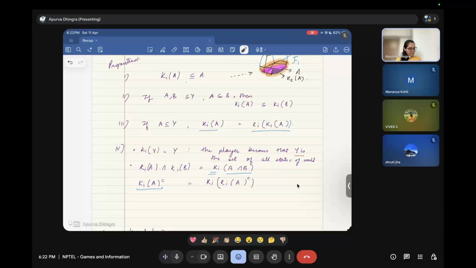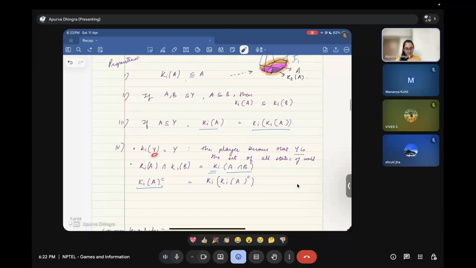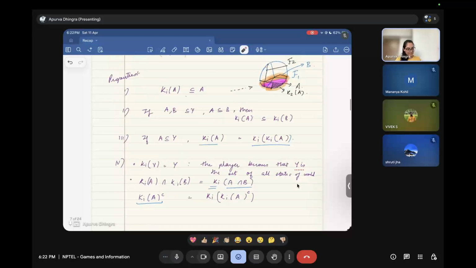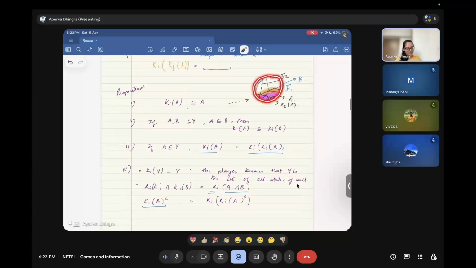Another possibility is if the event is the whole set, if the event represents all of Omega, as in all the states of the world, then for any particular player, no matter what the partitions are, the knowledge operator of that event is equal to the event itself. In fact, any given partition is going to be a subset of the full set of states. So this is by default true. This is the trivial scenario, that players know that there are some states of the world. They know what those states of the world are.